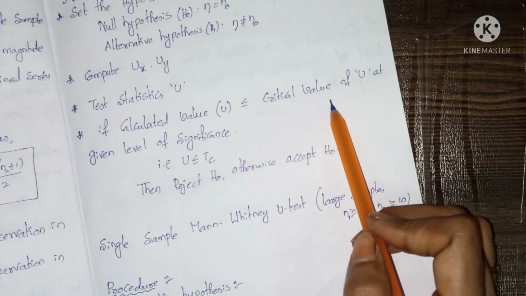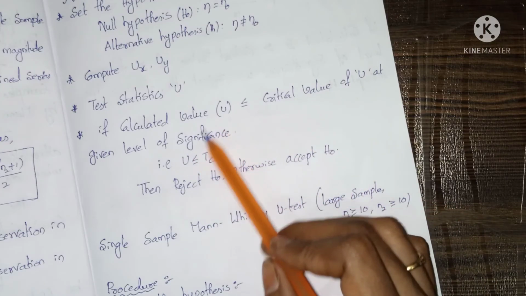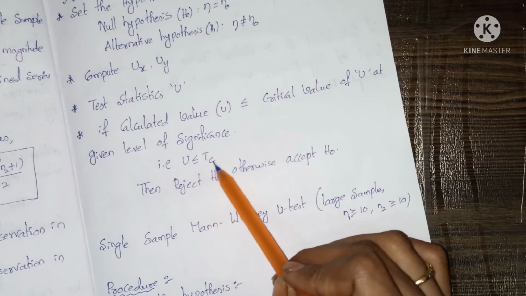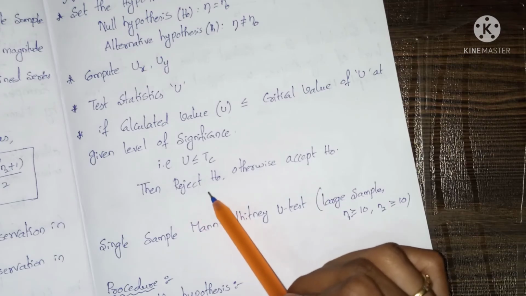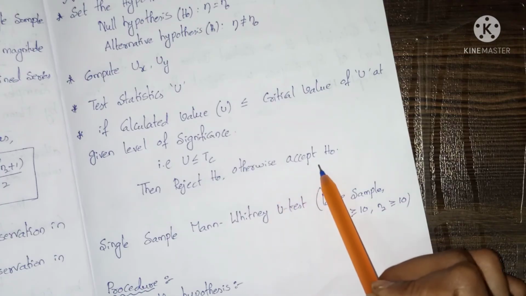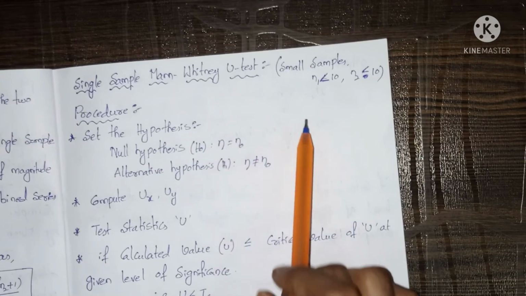Tc is the table value, the critical value. If U is less than or equal to Tc, if this condition is satisfied, then we have to reject H naught, that is, reject the null hypothesis. Otherwise, we accept the null hypothesis. Okay, so this is about the small sample.